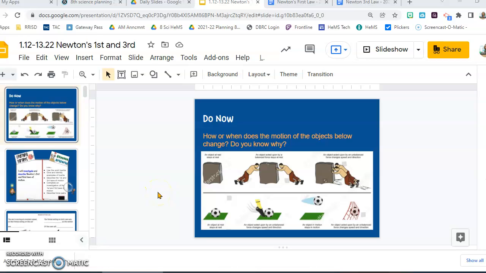Good morning, friends. This is what we did and covered on Wednesday and today, Thursday. So Tuesday the 12th or the 13th, because this is our block day, recording on Newton's first and third laws.